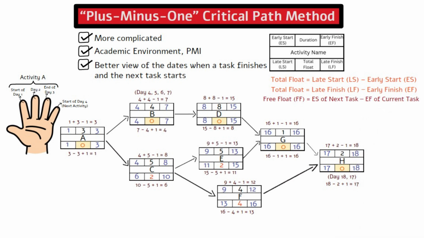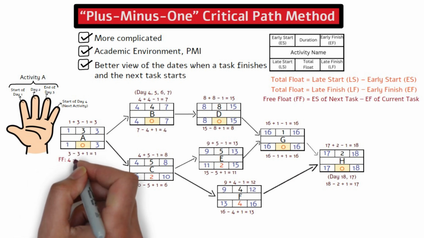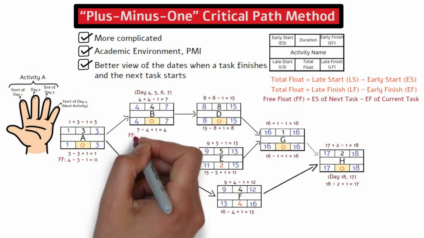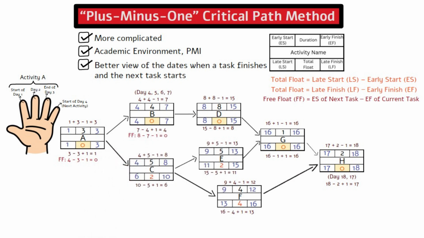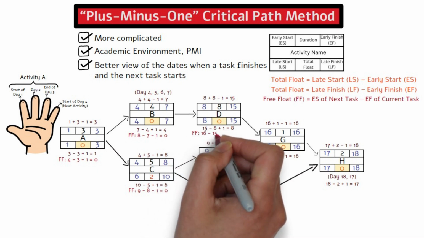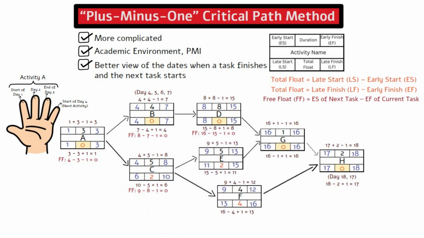Let's calculate the free float for activity A together. The earliest start of the next activities, B and C, is 4, and the earliest finish of the current activity A is 3. Keep in mind that we also need to adjust the date by 1. Therefore, the free float for activity A is 4 minus 3 minus 1 equals 0. The free float for activity B is 8 minus 7 minus 1 equal to 0. The free float for activity C is 9 minus 8 minus 1 equal to 0. The free float for activity D is 16 minus 15 minus 1 equal to 0.